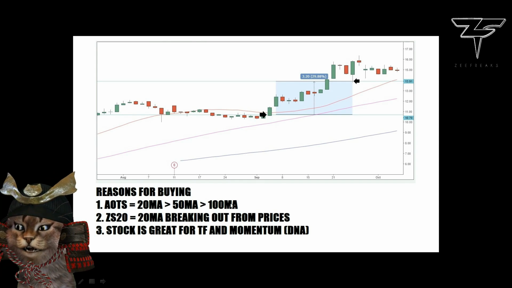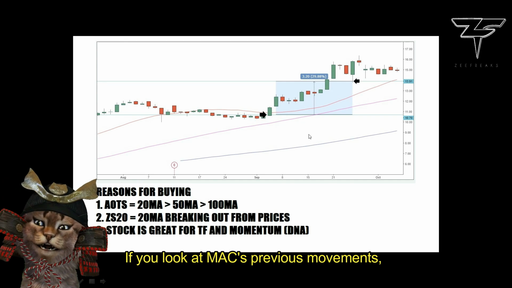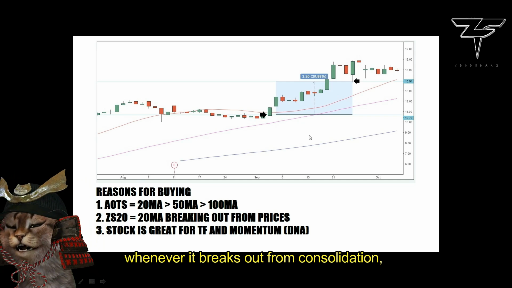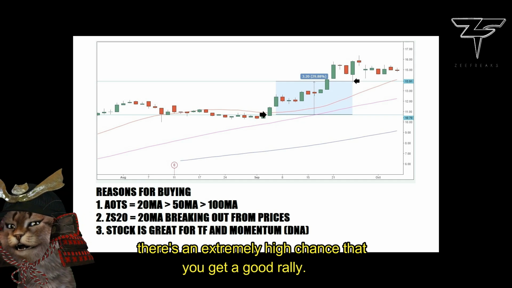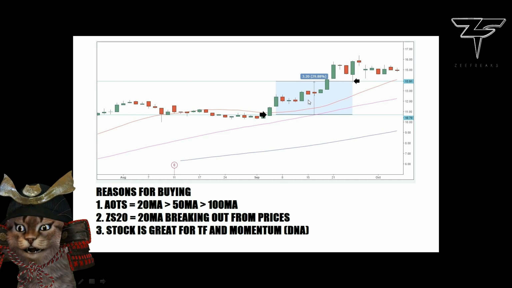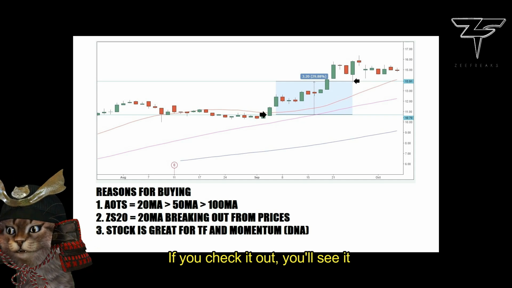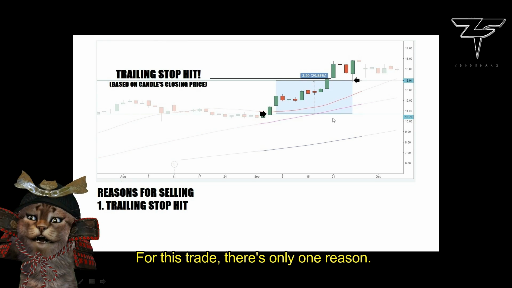Now the third reason for buying is DNA. You know, stock is great for TF and momentum. If you look at MAC's previous movements, whenever it breaks out from consolidation, there's an extremely high chance that you get a good rally. Hindi ko lang mapakita dito, but if you check it out, you'll see it. Now let's go for the reasons for selling.